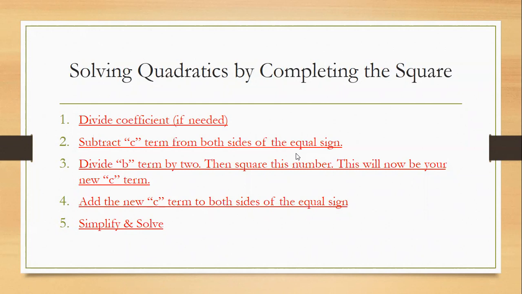So the first step says to divide the coefficient. That means if all of your coefficients have a common factor, you divide them all.